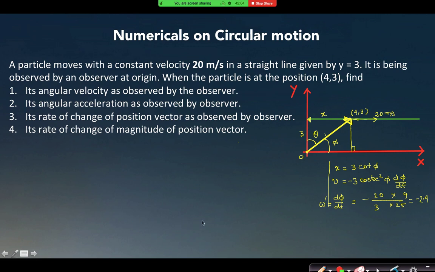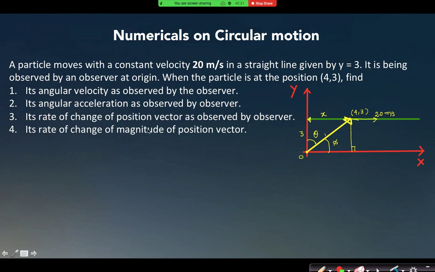Come to the third question. What should be the answer of the third one? Can anyone tell me what is the answer of the third one without calculating anything? So 20 i cap. Yes, it is 20 meter per second.